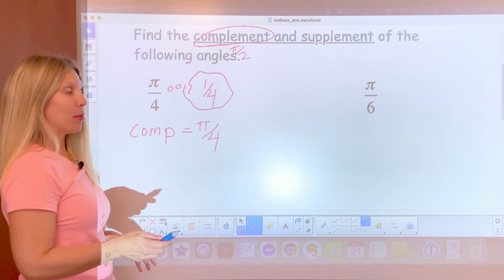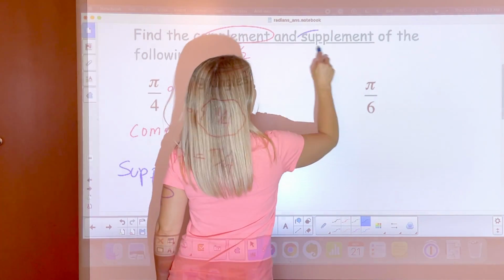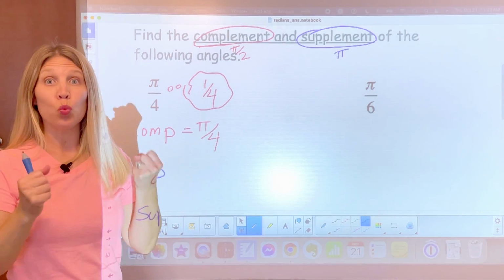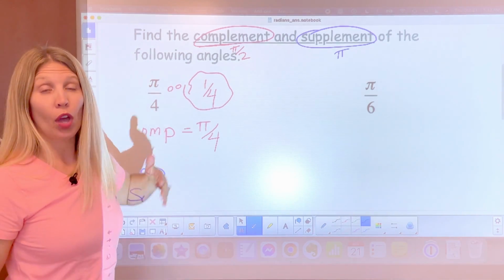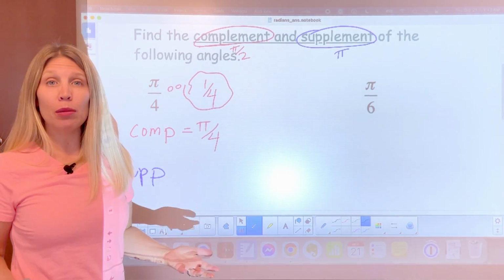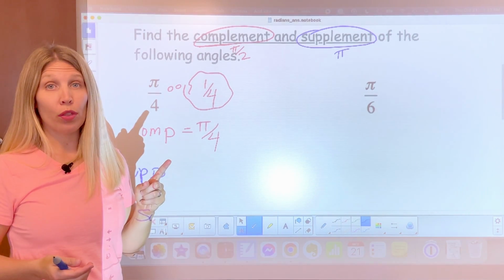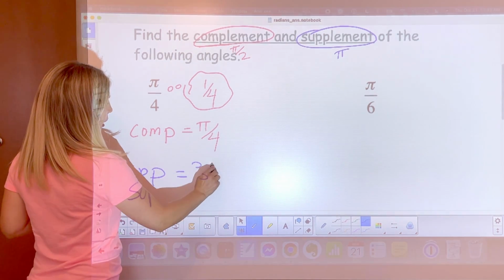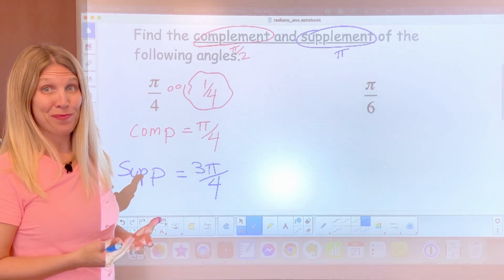Now let's talk about the supplement. If we want to do the supplement, the parts need to add up to pi. So think of pi as one whole. If we have 1/4 of the pi, how many more fourths do we need to make that a full pi? You've got 1/4, you need 3/4 more. So the supplement would be 3 pi over 4, and that's how you would make a full pi.